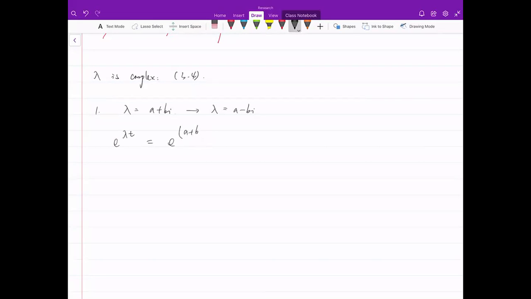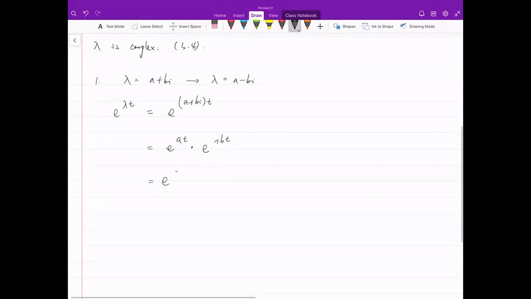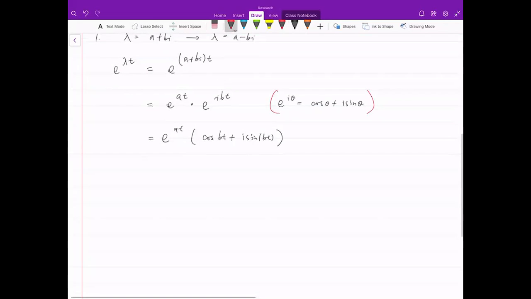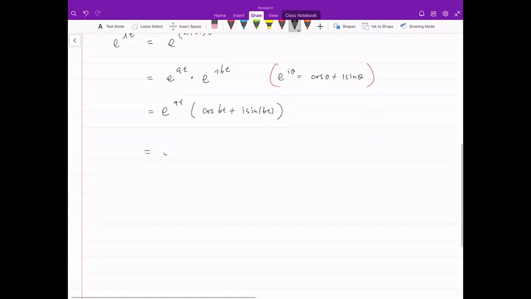Now we can first decompose it into the real part and the imaginary part. For the part with i, we use Euler's formula. We have cosine bt plus i sine bt. Here, Euler's formula, e to the i theta equals cosine theta plus i sine theta. We'll try to talk about why this formula is true using Taylor expansion and so on. Finally, we have a real part and an imaginary part.